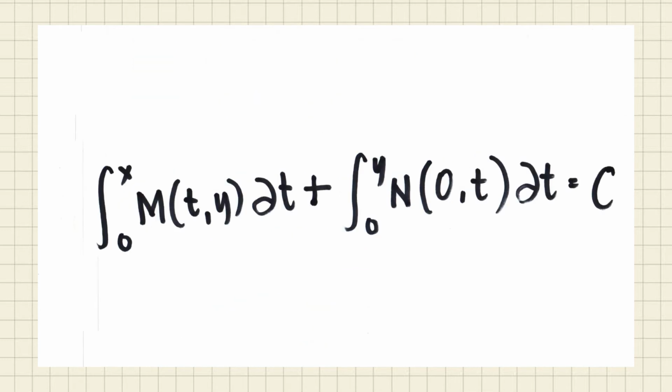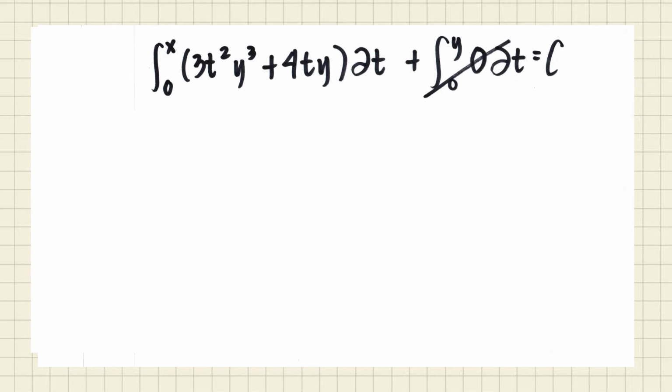Para i-solve ang ating DE, gagamitin natin ang formula, which is the integral of M of (t, y) dt from 0 to x plus the integral of N of (0, t) dt from 0 to y equals C. I-substitute lang natin ang x at gawin natin itong t para sa M, at ang x naman ay magiging 0 at y ay magiging t sa N. So, magiging integral of (3t squared y cubed plus 4ty) dt from 0 to x plus integral of 0 dt from 0 to y equals C. Makakancel ito, kaya ang matitira na lang ay ito.